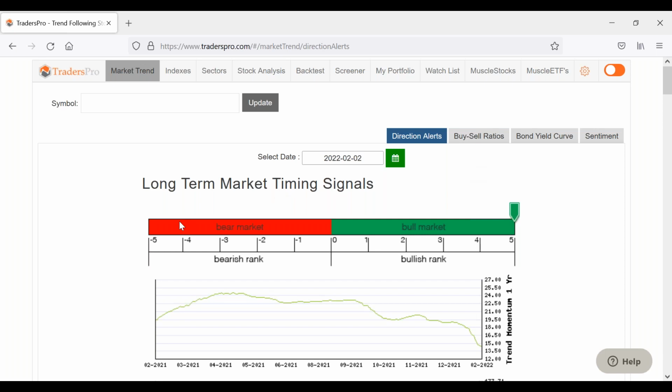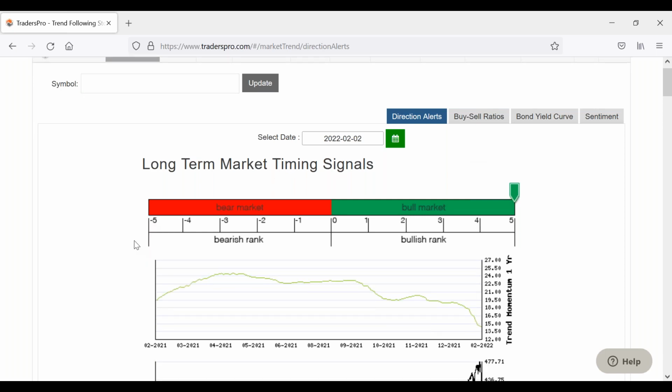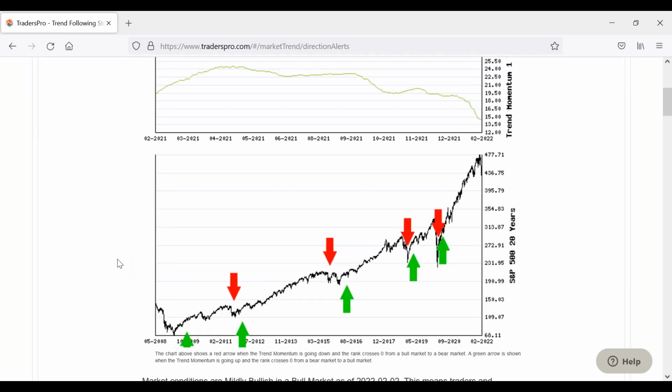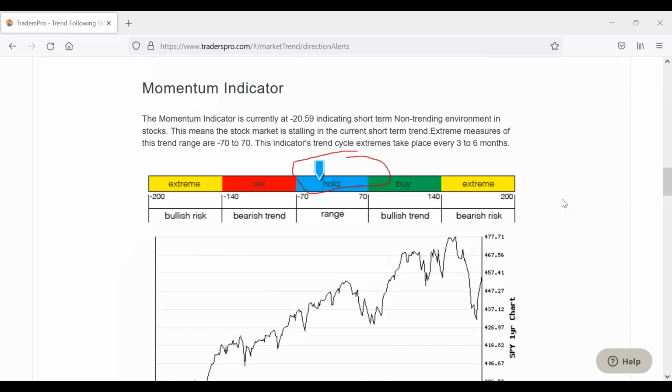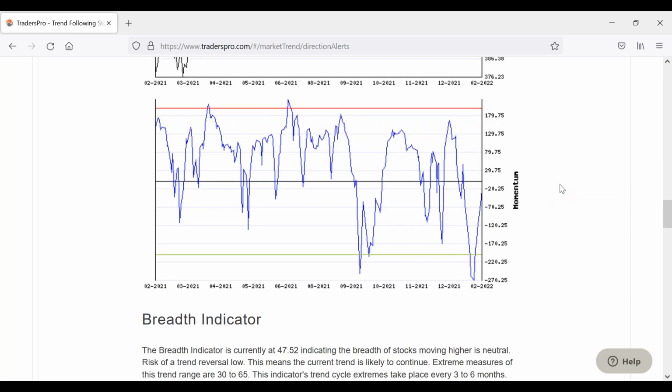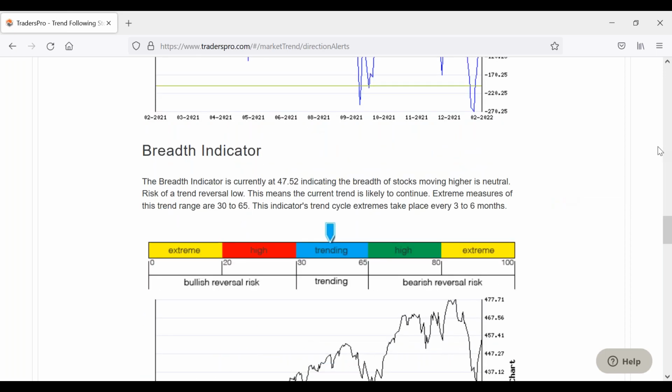So let's start off with the direction alerts here. Now, these are going to update overnight, so they're not really reflecting the downward move today in the market. Momentum is still in the middle range. Same with Brett. Really, they're not telling us anything different than what we talked about on Tuesday, so I don't want to spend a lot of time on this.